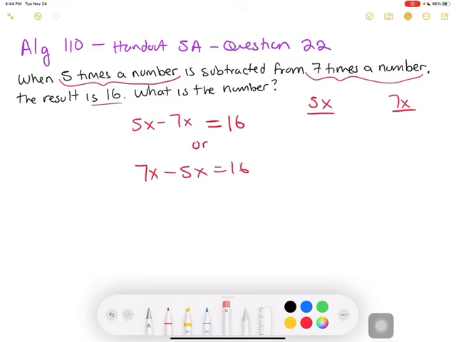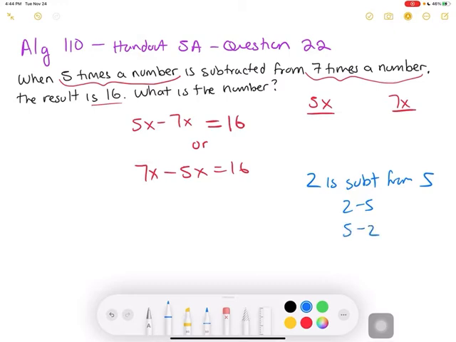So which of these two is correct according to the wording of this sentence? It says 5 times a number is subtracted from 7 times a number. If it doesn't make sense in your head, just convert those into normal numbers. Let's say instead of 5 times a number, it says when 2 is subtracted from 5. So what is 2 subtracted from 5? Is that 2 minus 5, or is that 5 minus 2?